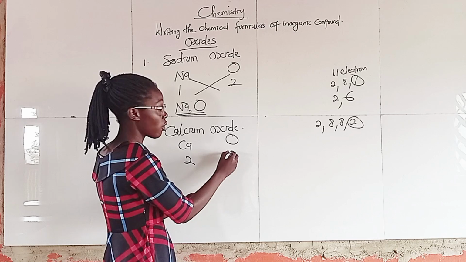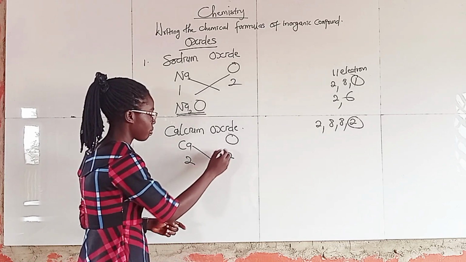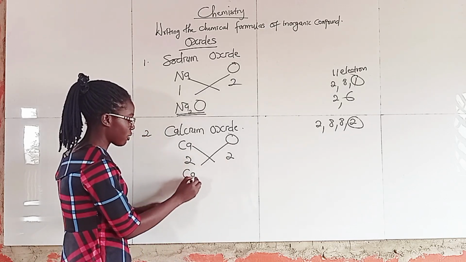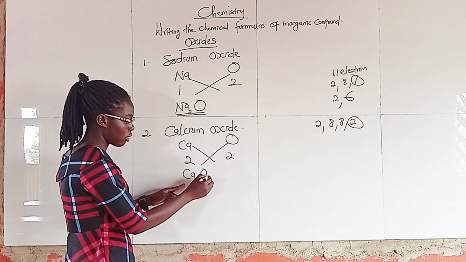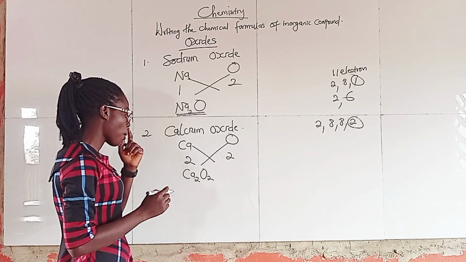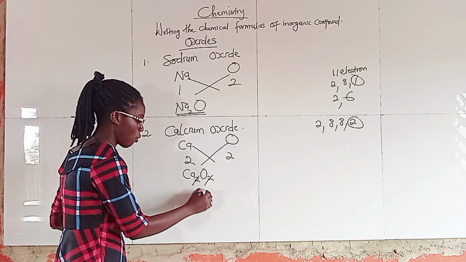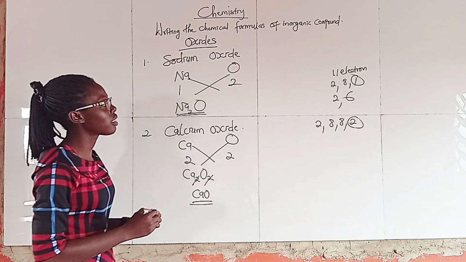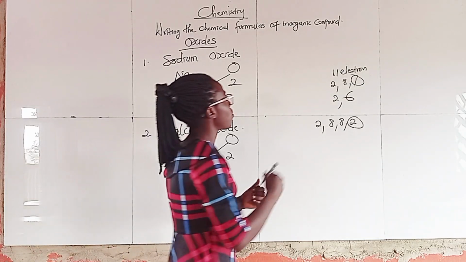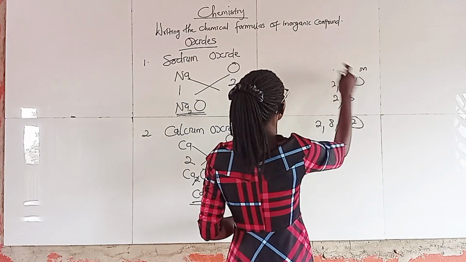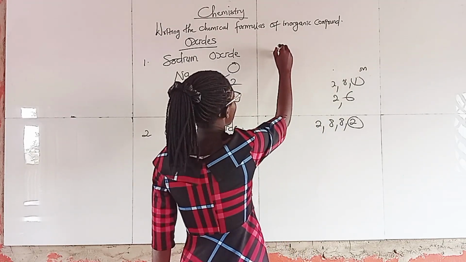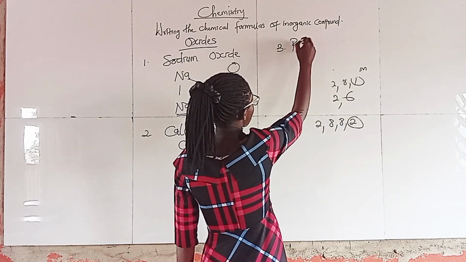We've known the valency of oxygen as 2. So we have Ca2 and then O2. 2 can cancel out 2, leaving us with CaO. This is calcium oxide. Now let's look at the next compound, potassium oxide.